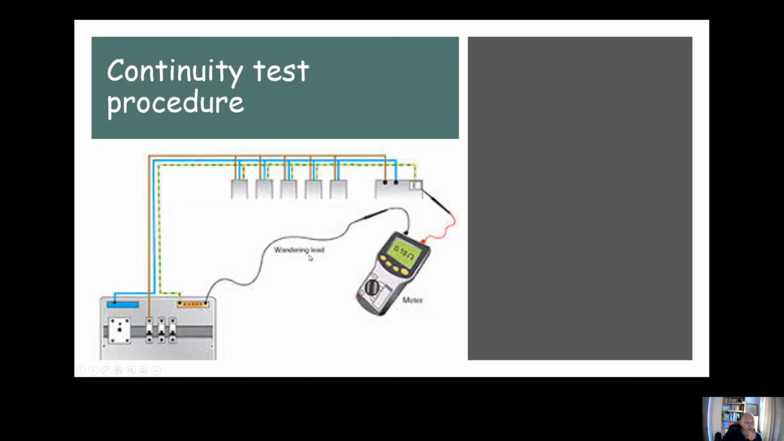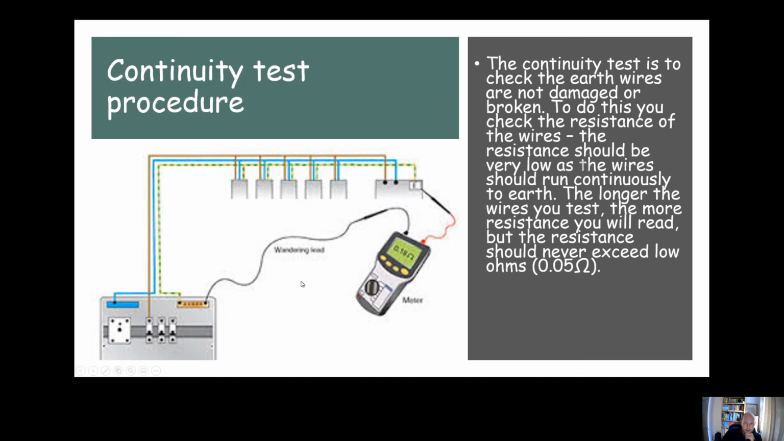Okay, continuity test. The purpose of the continuity test is to check that the wire's not broken, that it's got continuity from one point to another. You can do continuity tests on the earth wire. You can also do them on any of the cables, the live or line or the neutral. Okay, when you do a continuity test, what you're looking for is a very low resistance between one point and another.